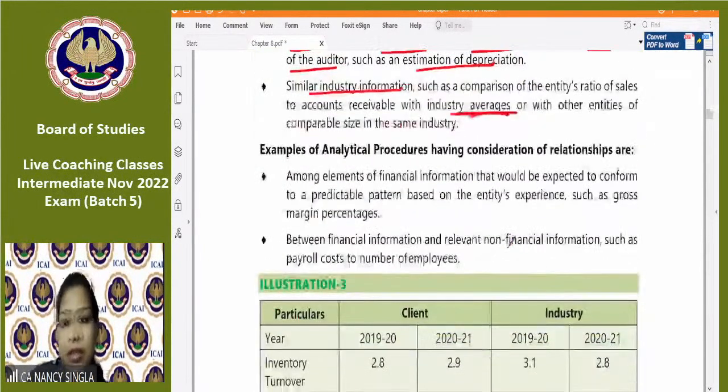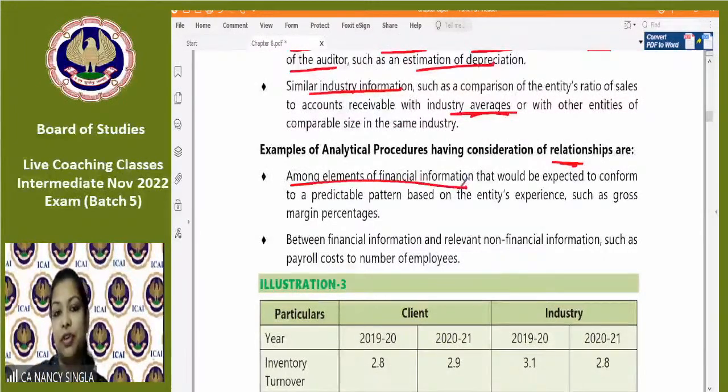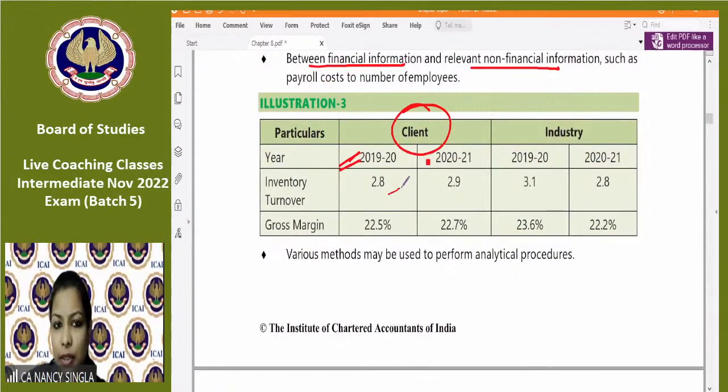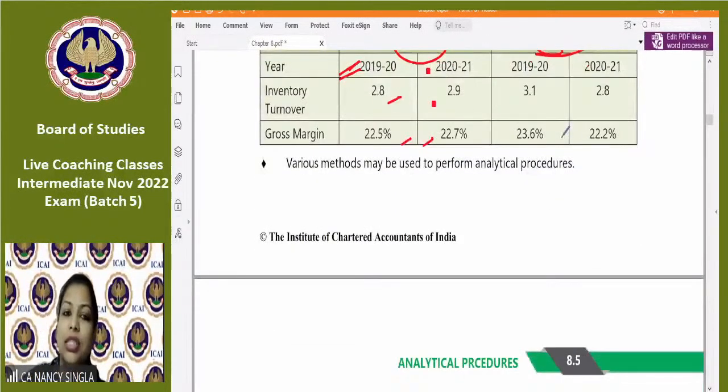What are the examples of relationship? So among elements of financial information, I gave example of gross profit and sales, है ना? Between financial data and relevant non-financial data. So see, this is the example given that client is having in the financial 20, 21, all these inventory ratio, gross profit margin ratio. Industry is having this. So auditor may perform the analytical procedures here.